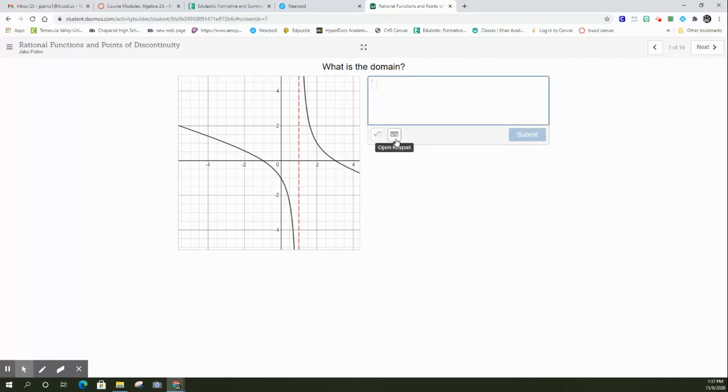All right, so we're going to go negative infinity, parenthesis, to 1, and it never equals 1, so it's going to be parenthesis. And then I'm going to go union, and start at 1 again, and then go to positive infinity. All right, and so all real numbers except 1, so you just write it just like that.